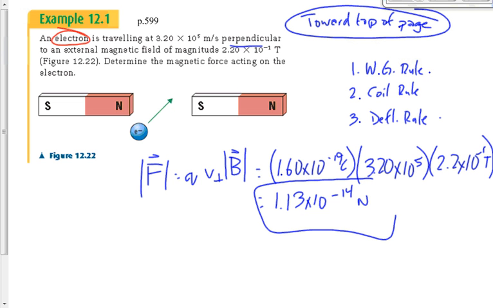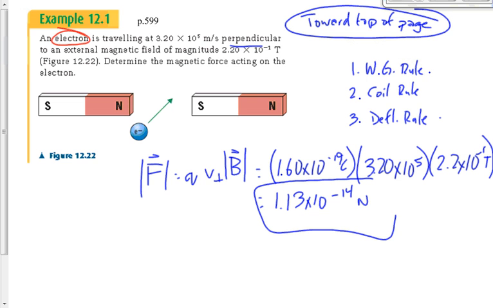Pretty small force, but we're also talking about not an incredibly strong magnetic field, and we're talking about a charge that's only 10 to the minus 19 coulombs. Would this be deflected? Yeah, it's a small force, but we've got a ridiculously small mass, so it doesn't take much force to deflect such a small mass, right? Okay.